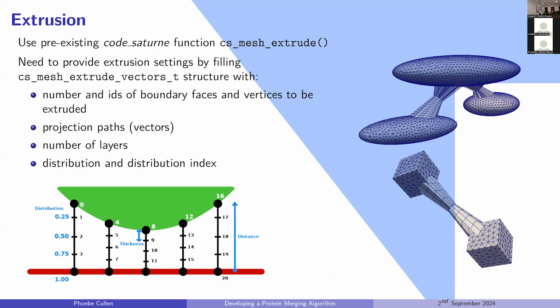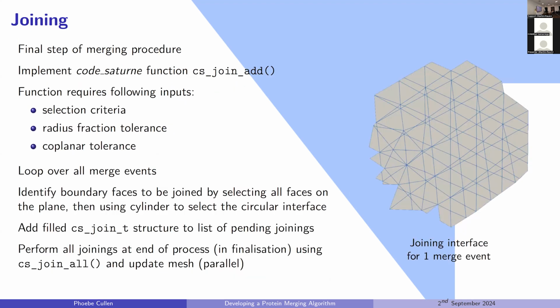So here's some example of 2 successful extrusions. The top right is one with 3 ellipsoids and 2 distinct merging events. And then the second is with 2 cubes. So then the final step of the merging procedure is to actually join the 2 extrusions, so it's forming one mesh. Now again, this is using a pre-existing Code Saturn function, this time cs joint add, which requires these following settings here.